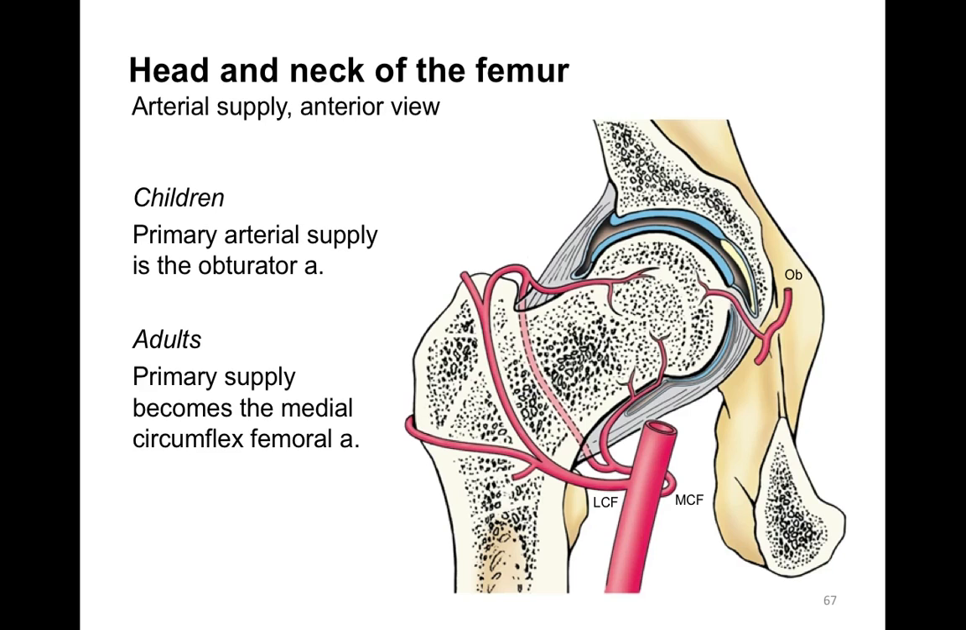The head and neck of the femur receives its arterial supply in the following way. This is a coronal section through the hip, and we'll see that in development the head and neck of the femur primarily receive arterial supply by way of the obturator artery. This is the acetabular branch of the obturator artery, and it is taking blood to the head and neck of the femur. But then as we mature into adulthood, the primary arterial supply is no longer obturator, but rather the medial circumflex femoral. This is the profunda femoris artery. This is the medial circumflex femoral, bringing blood to the head and neck of the femur.